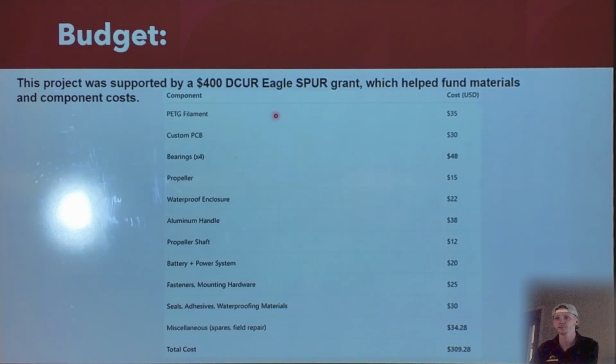This was used as the 3D printing filament for all my mechanical parts, my custom PCB, the bearings, my propeller, waterproof enclosure, the aluminum handle, the propeller shaft, the battery, fasteners and mounting hardware, and also some seals and adhesives which I use to connect some things, like the Hall effect sensor to pot it to make it more waterproof, and some miscellaneous parts. So this included things for testing like a breadboard and wiring. And I managed only to spend about $309 all said and done.